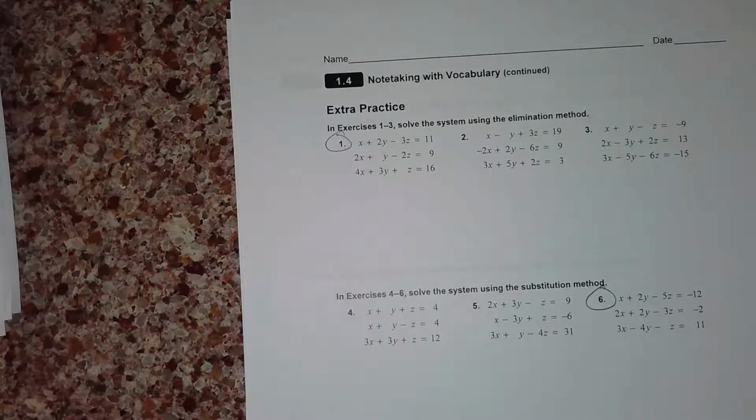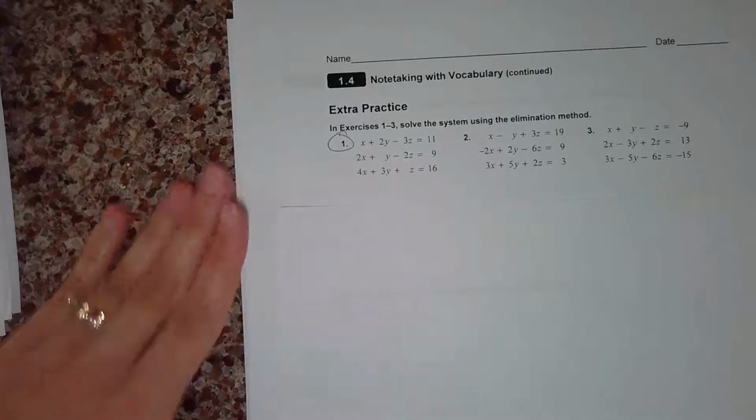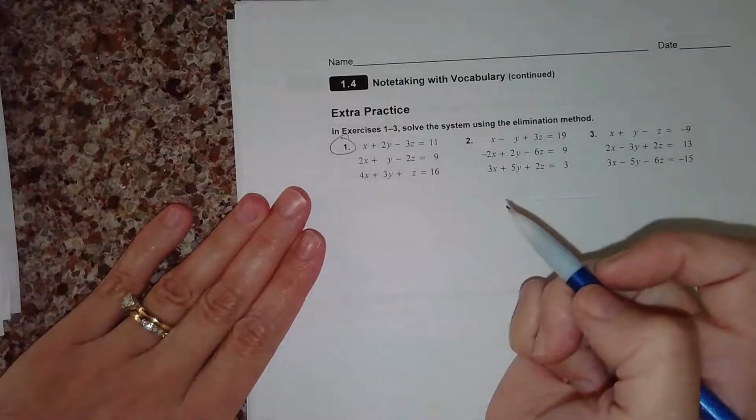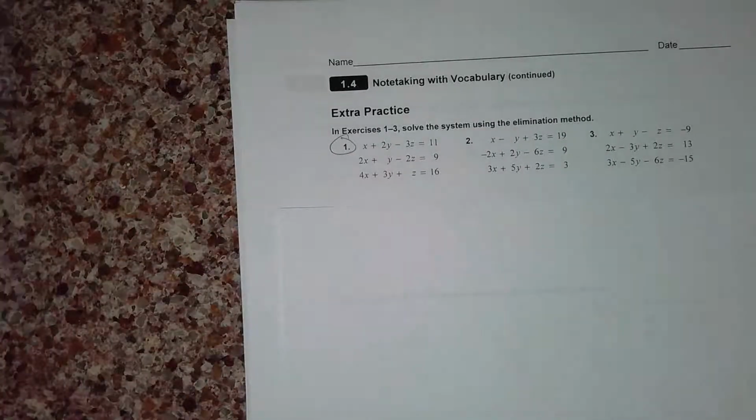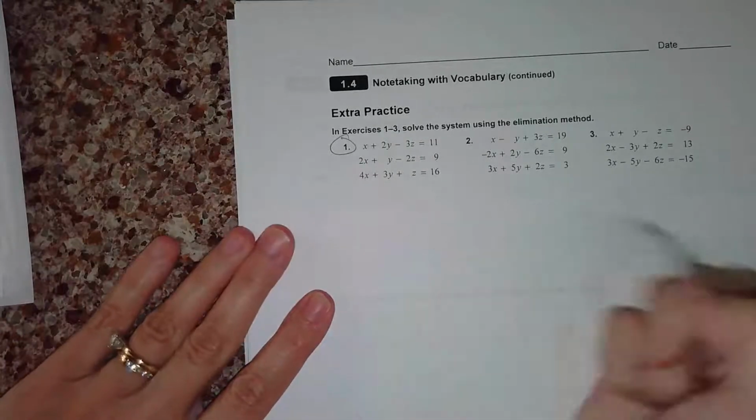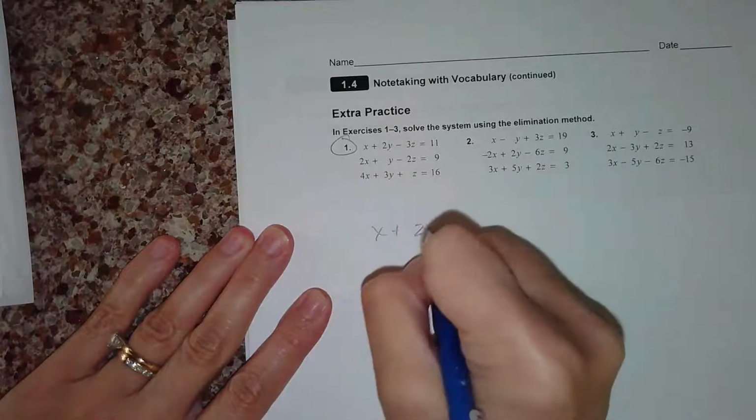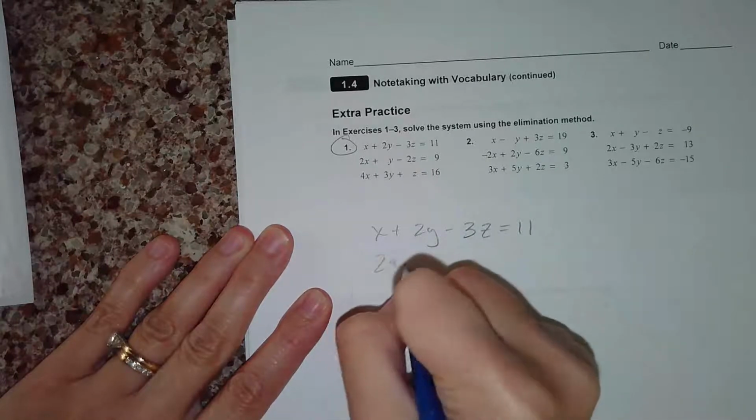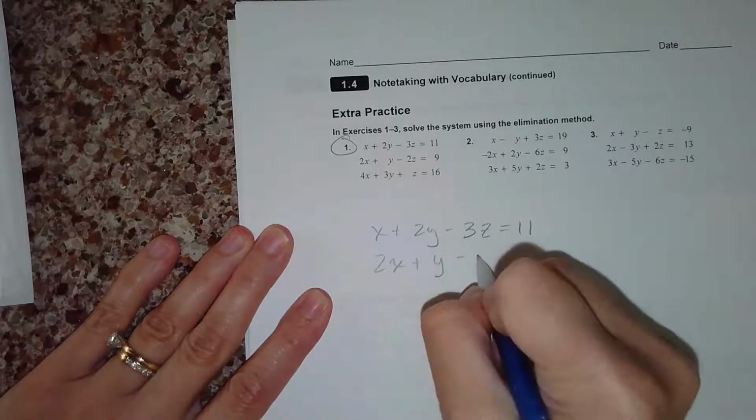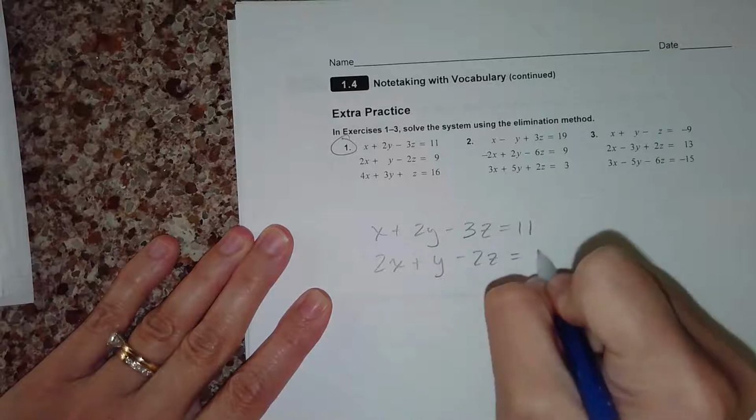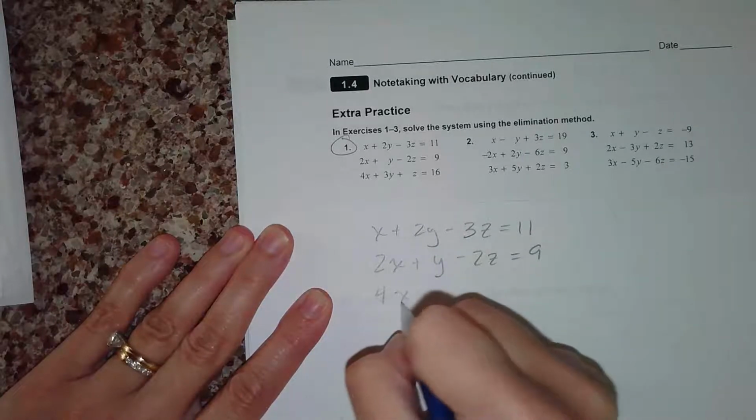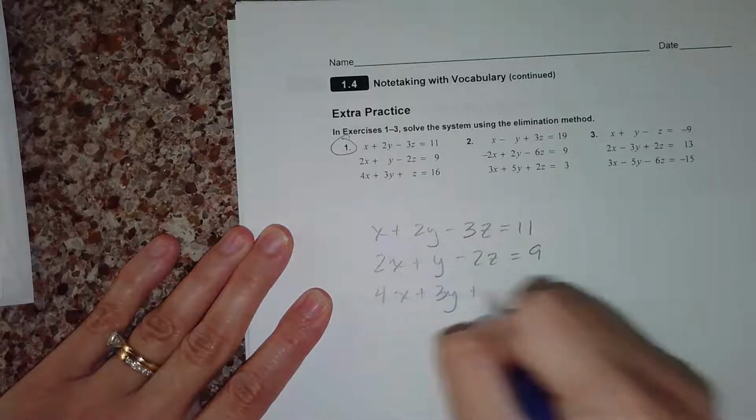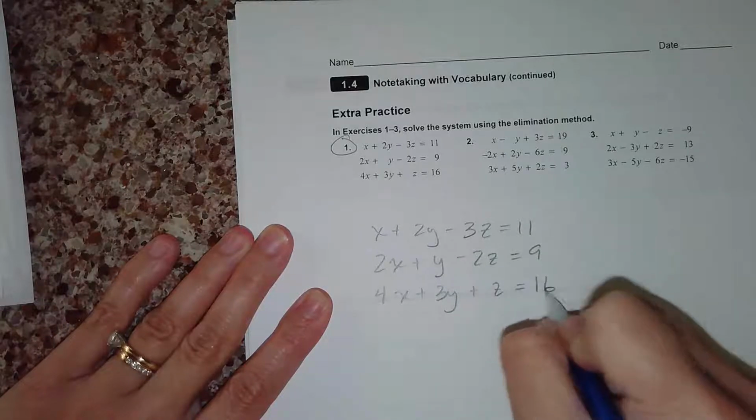So here we go. I'm going to grab a sheet of paper and look at these 3 equations. My first one, I have x plus 2y minus 3z equals 11, 2x plus y minus 2z equals 9, and 4x plus 3y plus z equals 16.